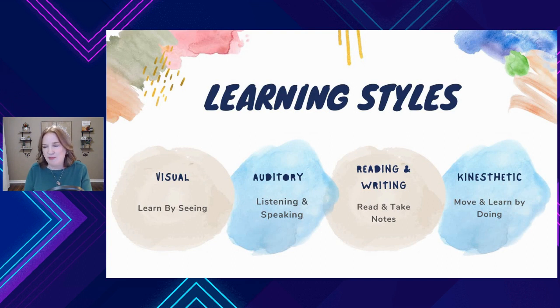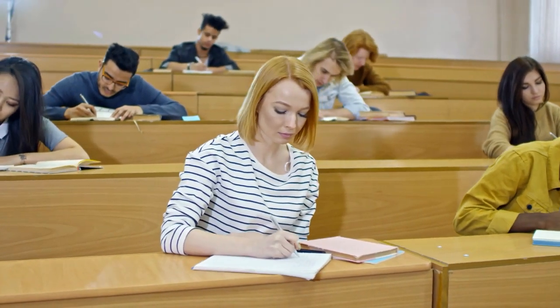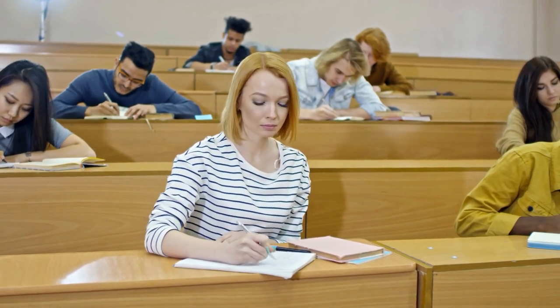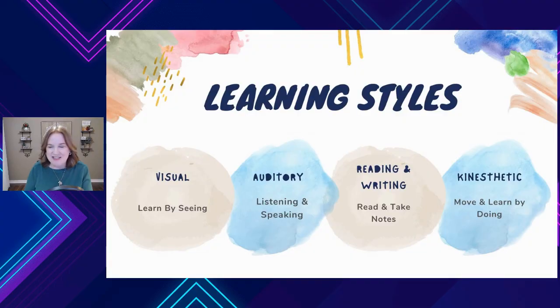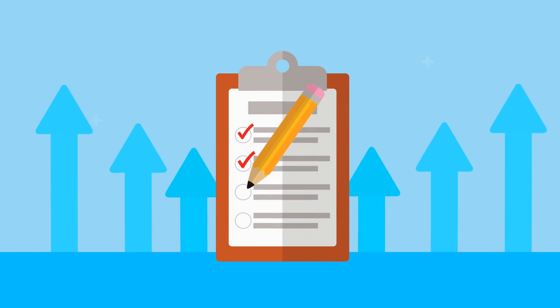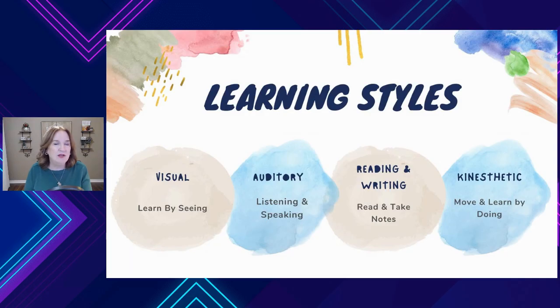Now, the next one is reading and writing. These types of learners will love to have books and text. They love to read and take notes. I know that I'm one that always loves to take notes with everything that the teacher is teaching. And they also love to make lists. So if you're trying to make a point or show your students how to complete an exercise, you may want to do that in a list form.